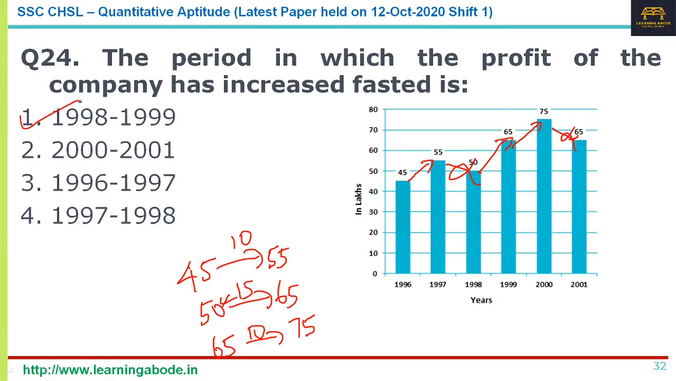Still, I'm repeatedly telling you, I'm not fully convinced, because the question says percentage profit, but here it is in lakhs, right? So the consistency of the data is highly doubtful. But anyhow, 98, 99 is what I'm marking as the answer, and this is what is given in the official answer key.